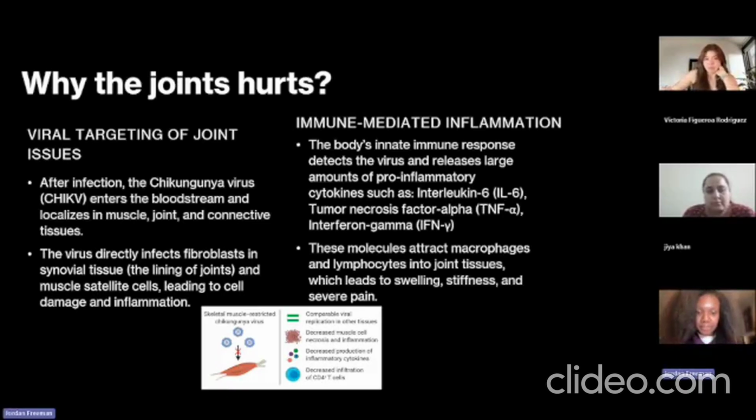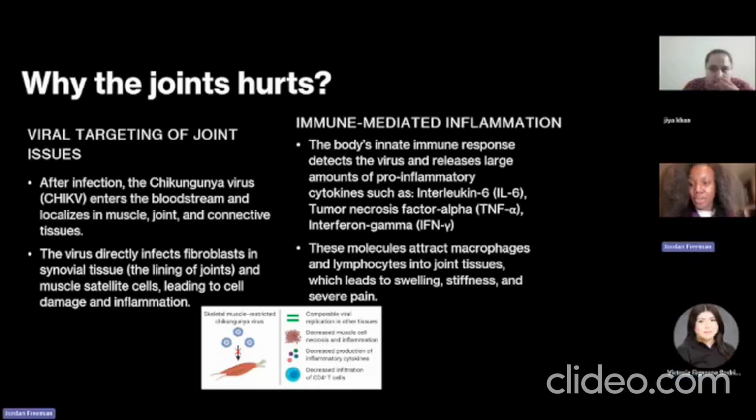Even after the virus is cleared, viral RNA can remain in the joint tissues for weeks and, honestly, up to months. And this is what causes the persistent inflammatory response. The immune system continues to respond to these factors, causing chronic inflammation similar to rheumatoid arthritis. And this is why some patients experience long-term joint pain, which is post-viral arthritis, lasting months to even years.